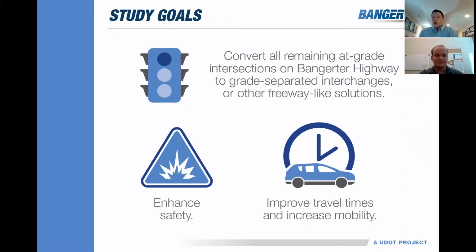The purpose of this project is to improve safety and increase mobility. The current scope is to replace the traffic signals at 4700 South with a freeway-style interchange. Grade separating these facilities will reduce travel times for drivers on Bangerter and on 4700 South. In addition, it will reduce the number and severity of crashes by eliminating high-speed conflict points.